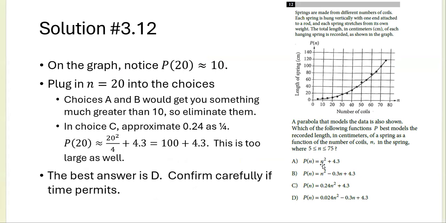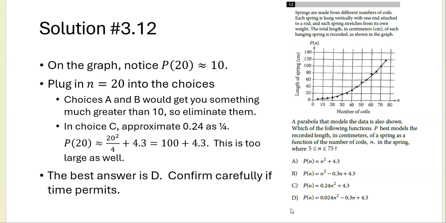So if we plug in n equals 20 into choice A, that's 20 squared plus 4.3. 20 squared is 400, plus 4.3. Who cares what that is? Even though that's 404.3, we don't really care because it's much bigger than 10. So cross out A. Similarly, for choice B, that's 400 minus 0.3 times 20 plus 4.3. We don't really care about what the actual value is. It's much bigger than 10, because imagine 400 minus 20 times 0.3, that's not enough subtraction to get it close to 10. So cross out B.